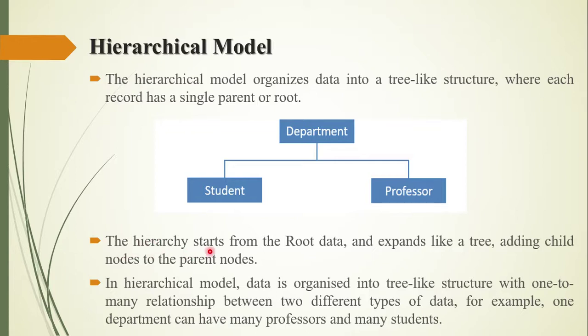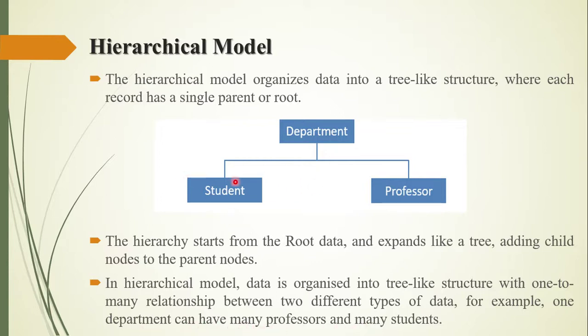The hierarchy starts from the root data. Here we have a root, department, and it expands like a tree, adding child nodes to the parent node. So in this diagram, student and professor are the child nodes of the parent department. In the hierarchical model, data is organized into a tree-like structure with a one-to-many relationship between two different types of data. For example, one department can have many professors and many students.